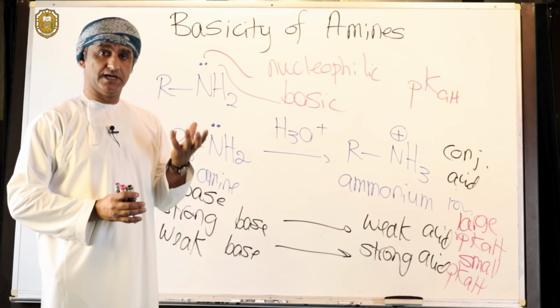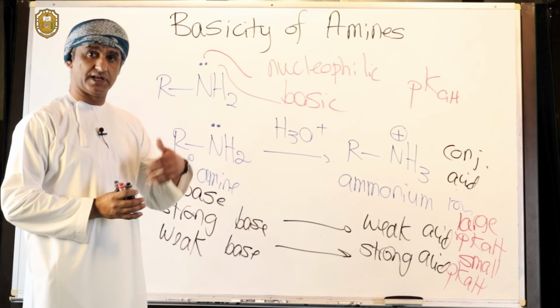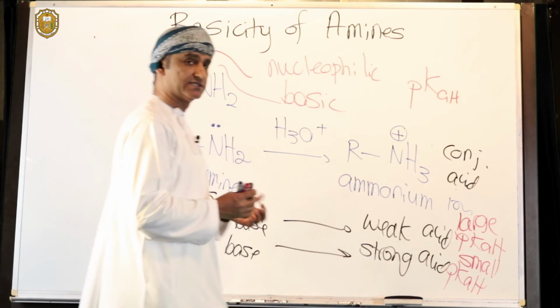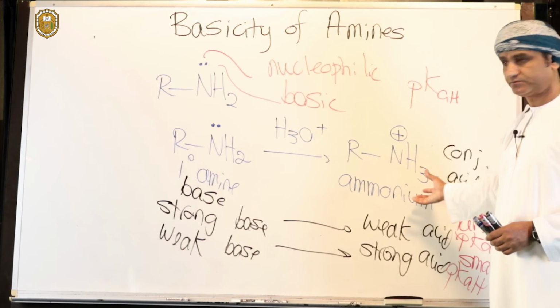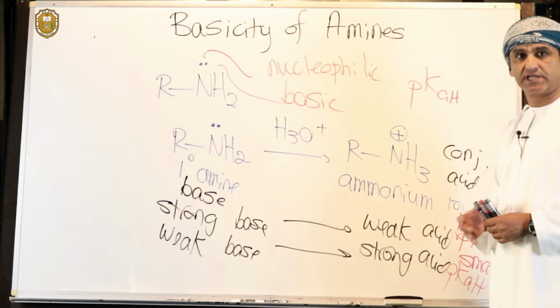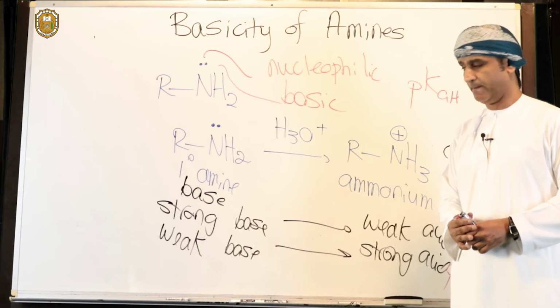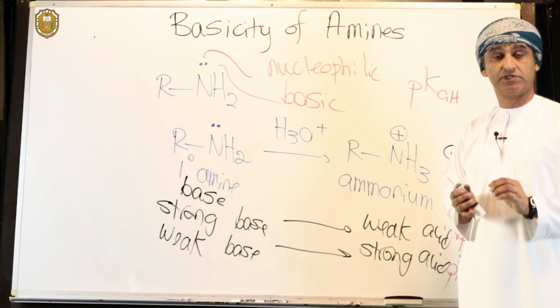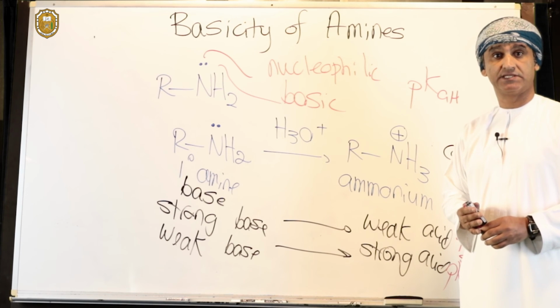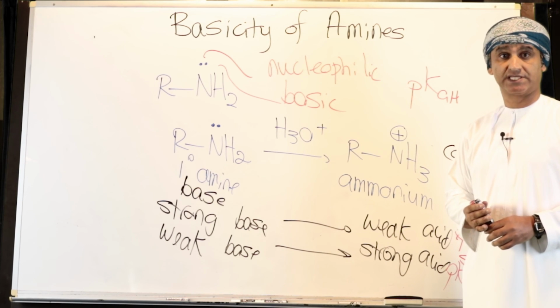If the conjugate acid or the ammonium ion is weak, therefore a large pKaH, then the amine is a strong base. If the ammonium ion or the conjugate acid is a strong acid, therefore a small pKaH, then the original amine is a weak base. So that's a very useful way to describe basicity of amines, and that is the pKaH, or minus log the acidity constant of the ammonium ion, or the conjugate acid of amines.